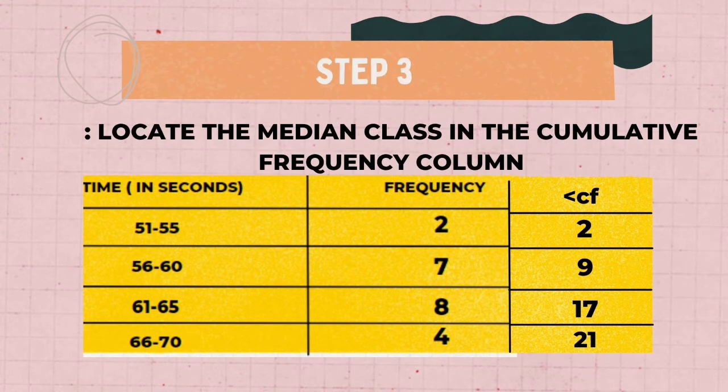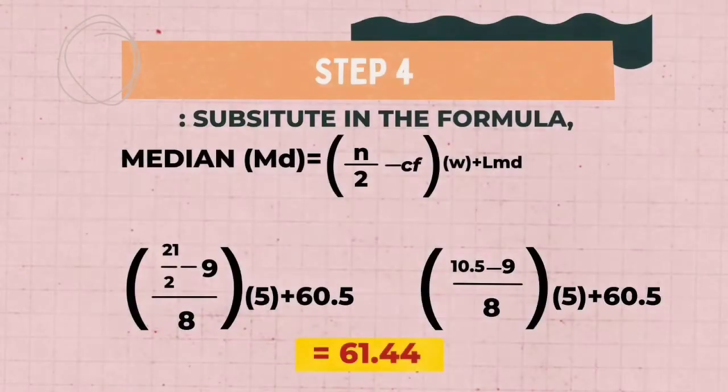Third step is locate the median class in the cumulative frequency column. Remember that our halfway point is 10.5. Looking at the less than cumulative column, we can see that 10.5 lies between 8 and 17. The interval that corresponds to 17 is the interval 61 to 65. Therefore, the median class is the interval 61 to 65. The last step is to substitute in the formula given.